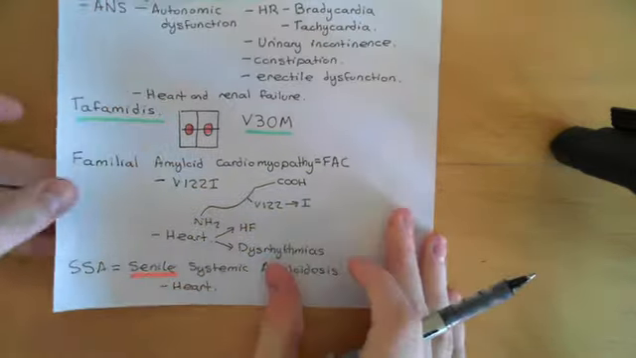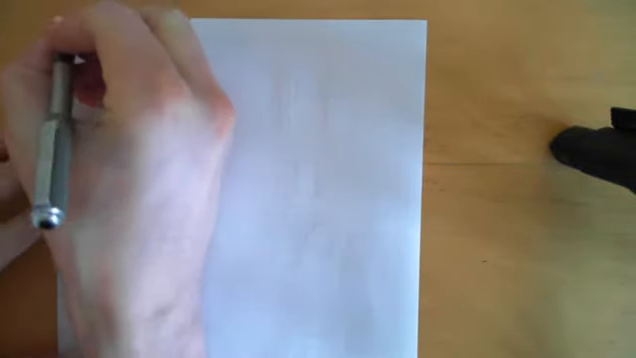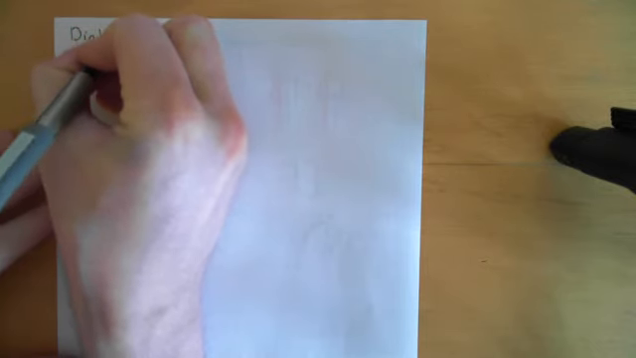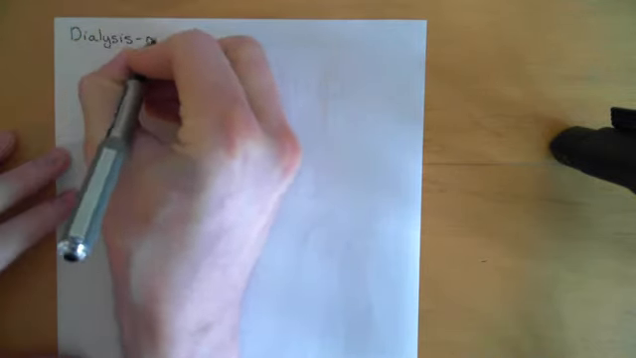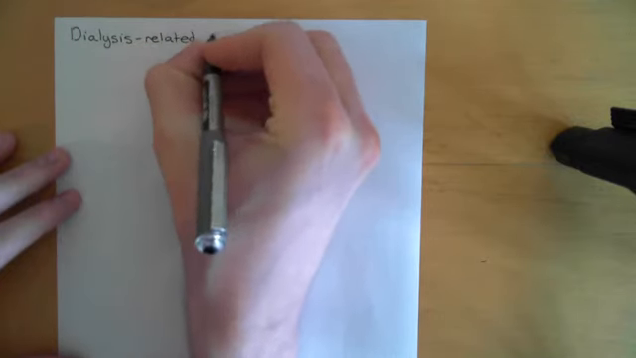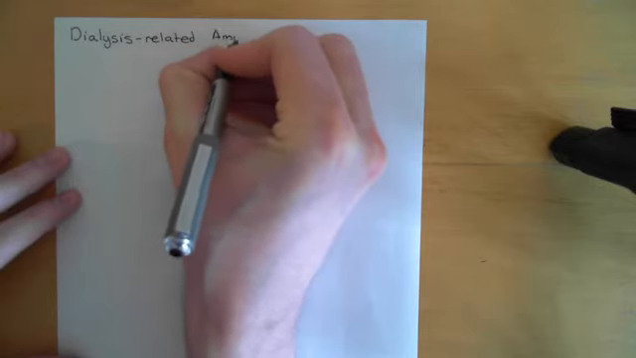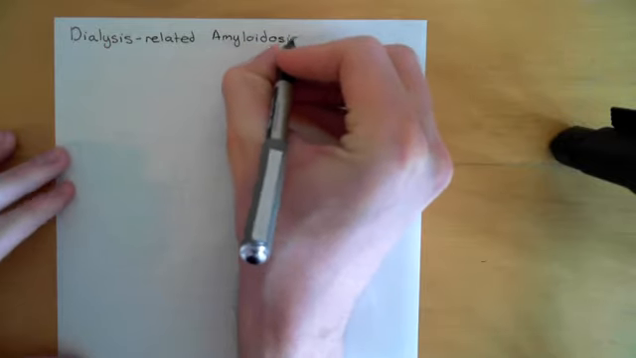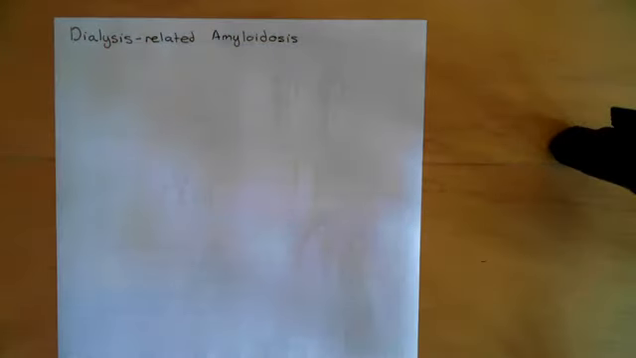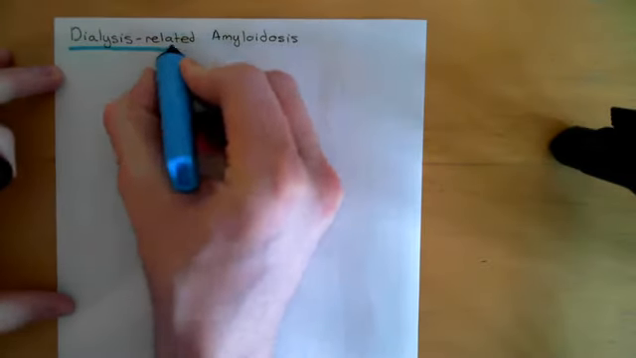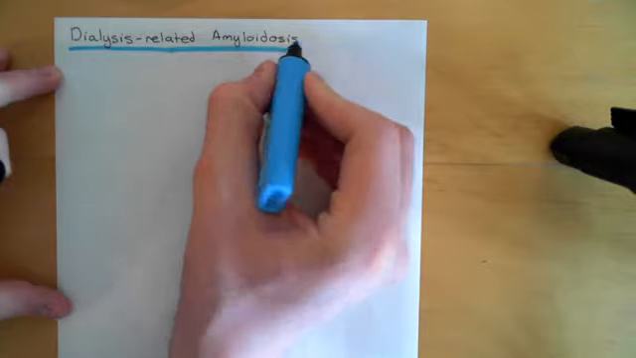What we're now going to move on to is discussing another amyloidosis, and this is dialysis-related amyloidosis. Dialysis-related amyloidosis is going to involve yet another protein, and this protein is going to be the beta-2 microglobulin of the MHC class 1 molecule. So I'm going to start off with a little bit of a reminder of the structure of the MHC class 1 molecule so that we understand what beta-2 microglobulin is.